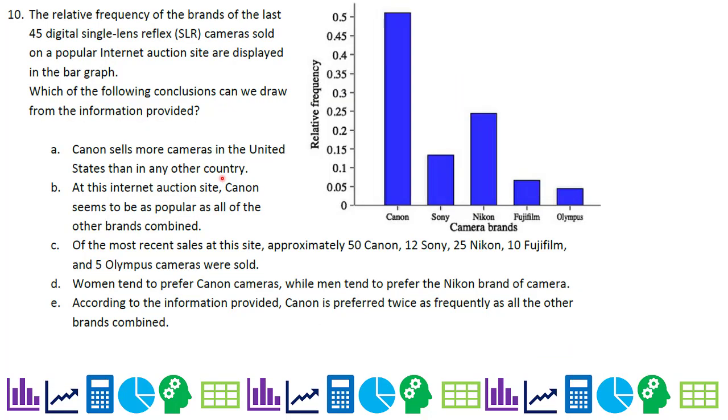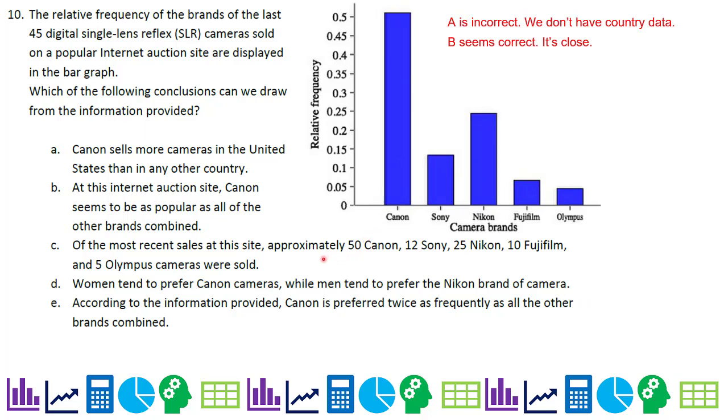On to number 10. The relative frequency of the brands of the last 45 digital single lens reflex SLR cameras sold on a popular internet auction site are displayed here in the bar graph. Which of the following conclusions can we draw from the information provided? Well, it says Canon sells more cameras in the United States than in any other country. I don't think so. We don't have country data. All right. At this internet auction site, Canon seems to be as popular as all the other brands combined. And I think if I stack these together, they would be roughly equal. So it's possible. It seems correct.